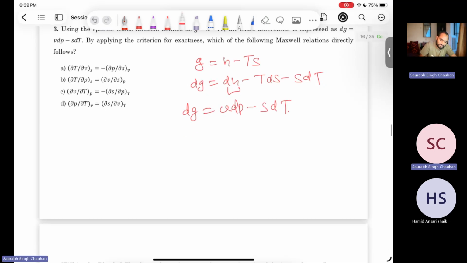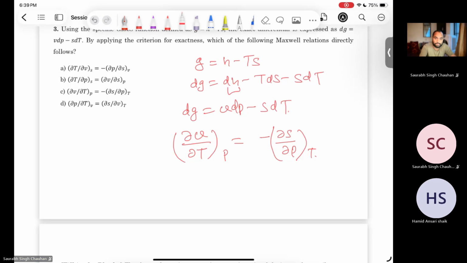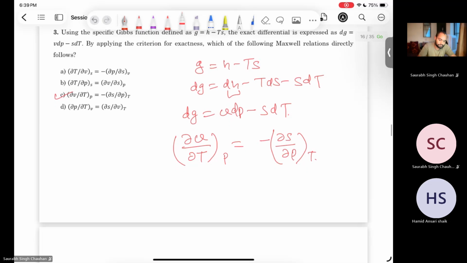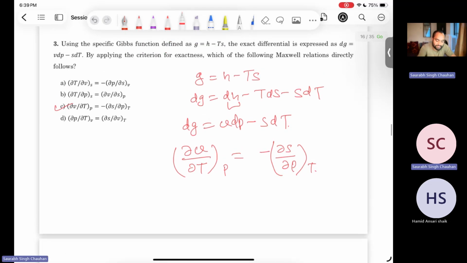Then you use the exactness condition. If you use it, you get the partial derivative of the first term, that is v, with respect to the second variable, that is t at constant pressure. This should be equal to minus the partial derivative of s with respect to the first variable, that is p at constant temperature. So which option is correct? Third option. Okay, so if you forget any of the Maxwell equations, you can simply derive it.